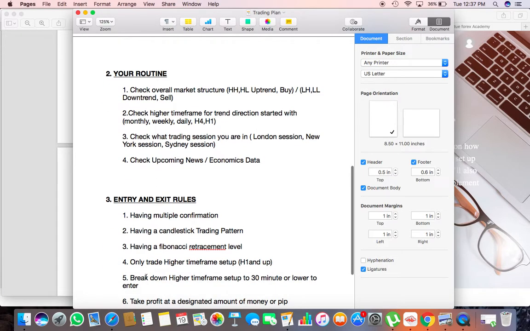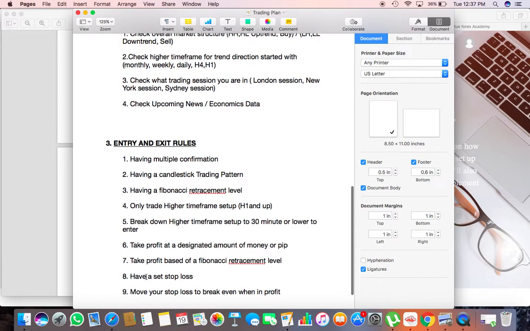And the third part of your trading plan should be your entry and exit rule. Entry, like I said in the first part, you need to have multiple confirmations: engulfing, market structure, RSI, ADX, overbought, oversold, and you need to only trade higher time frames. It can be 1 hour, 4 hour, 2 hour. It can be the daily chart.